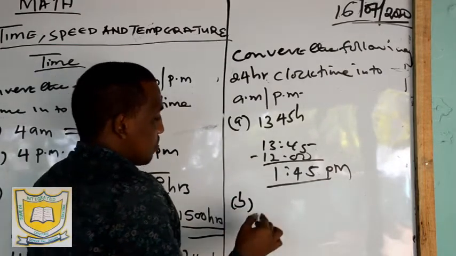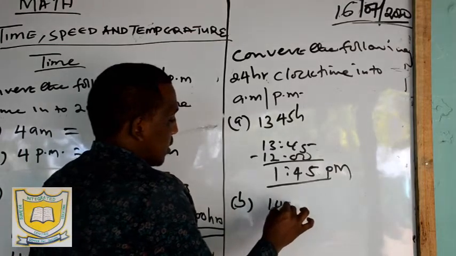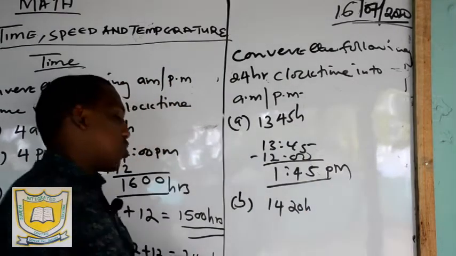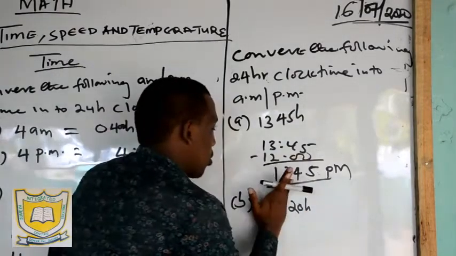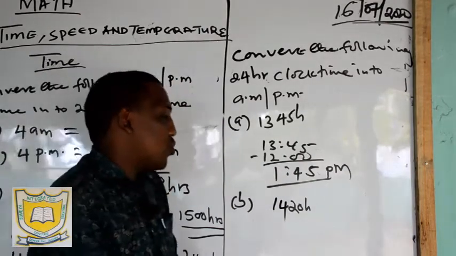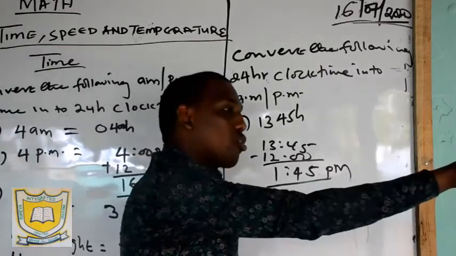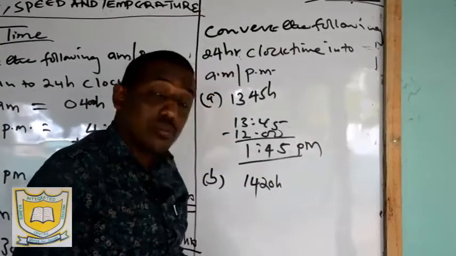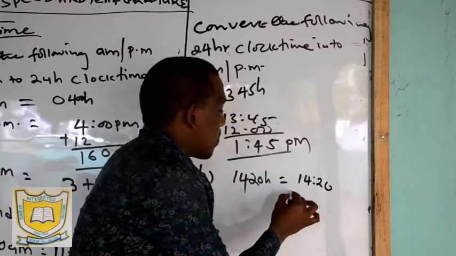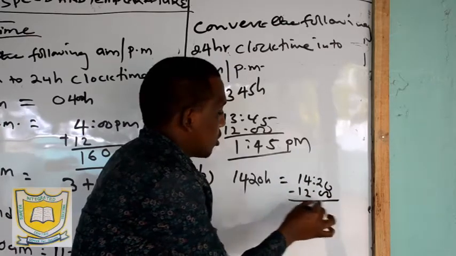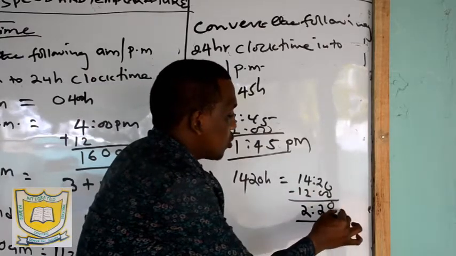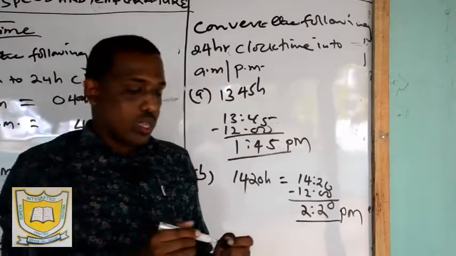B, let us see another one. You are told 14:20 hours. This is the 24-hour clock system, and you want to change it into PM. When we are converting the 24-hour clock system back to PM, we subtract minus 12. So 14:20 minus 12 leaves 2. My answer is 2:20 p.m.